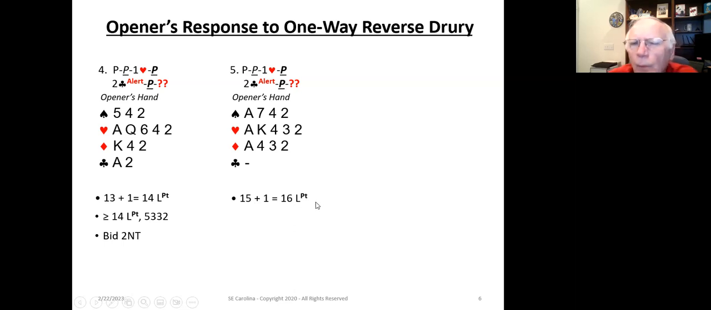Okay, we know we want to be in game somewhere. We also know we don't want to be in game in no trump if we've got a void. So how are we going to describe this hand? We're not going to rebid hearts because we've only got 5 of them. So what we're going to do here is bid 2 spades first.